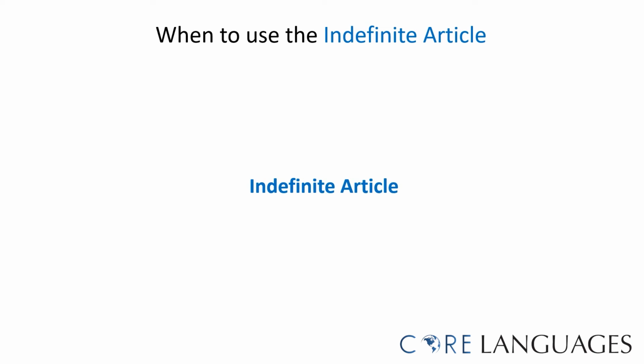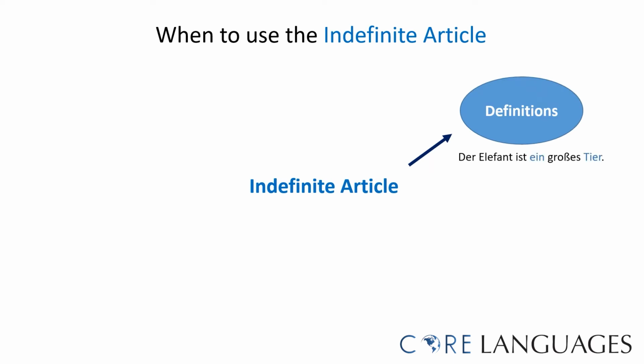It is important to understand when to use the indefinite article. We use the indefinite article for general definitions. For example, der Elefant ist ein großes Tier. The elephant is a big animal.